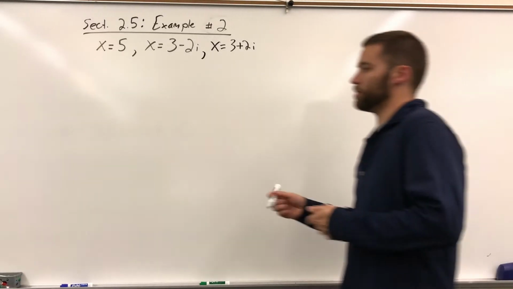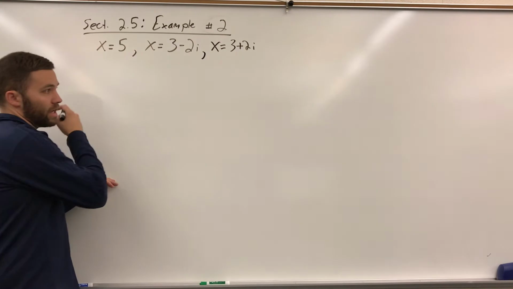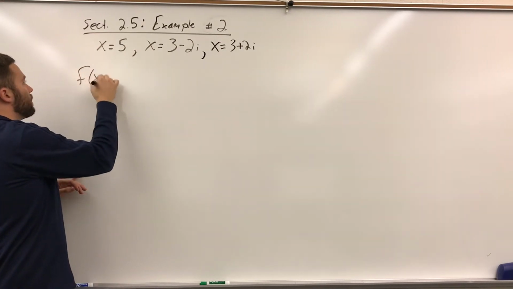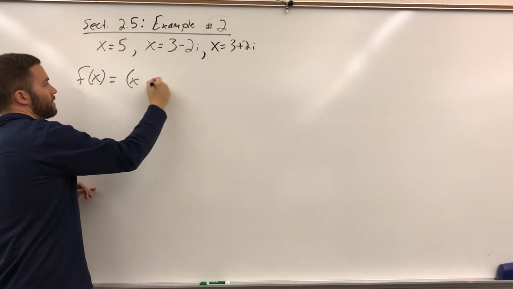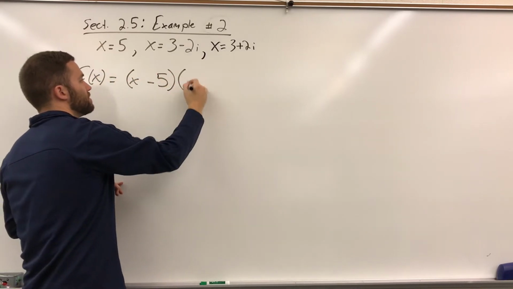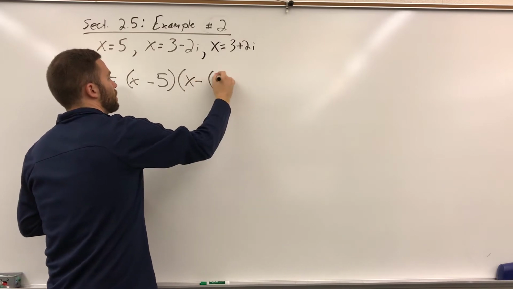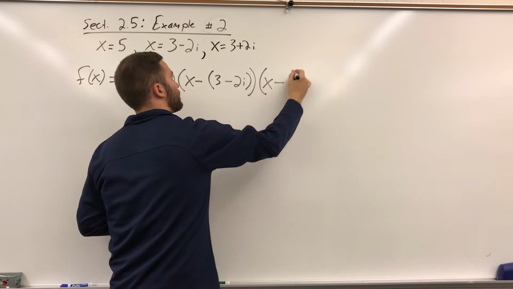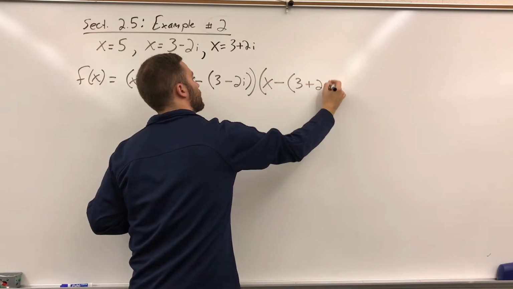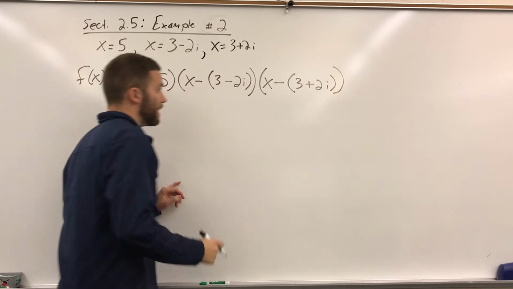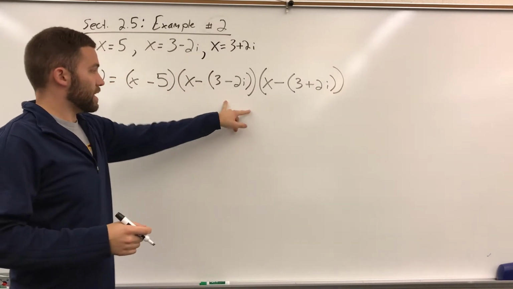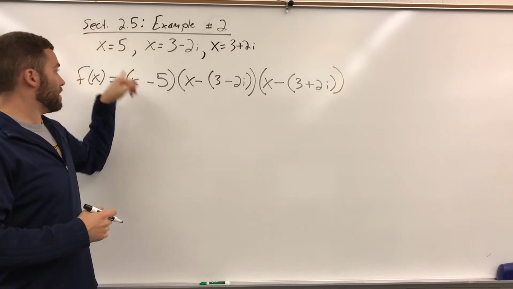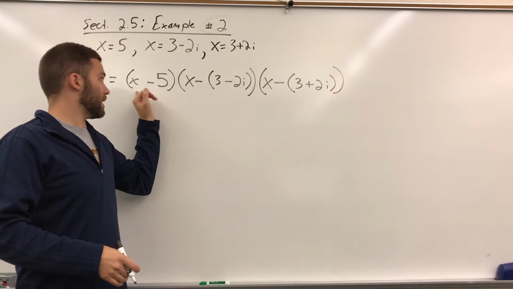Okay, so what we're going to do is set this up as a polynomial function in factored form. So we'll write f of x is equal to x minus 5 times x minus 3 minus 2i and x minus 3 plus 2i. And that is subtraction in both of them. In fact, anytime we take a zero, we use subtraction. So here we had x equals 5, and when we turn it into a factor, we do x minus 5.